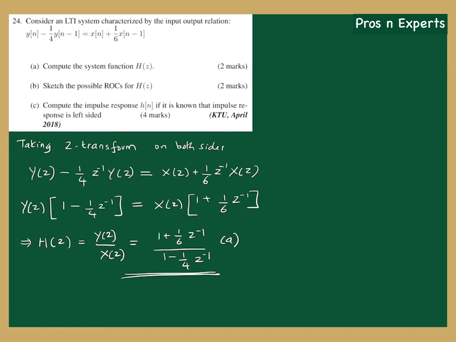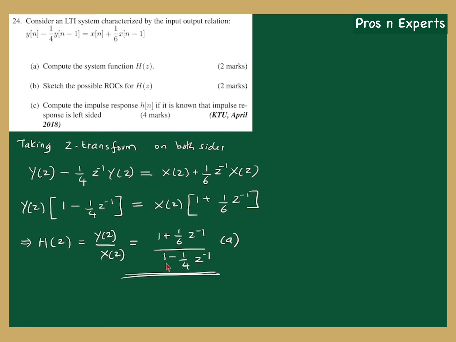Okay. Now question B asks us to sketch all the possible ROCs for H of z. So how can you plot the ROC? For plotting the ROC, you have to draw the z plane and mark the unit circle and mark the circle corresponding to the pole of this transfer function. What is the pole of this transfer function? This transfer function is actually having same degree, so it's an improper transfer function. Anyway, that's not relevant to our analysis now.